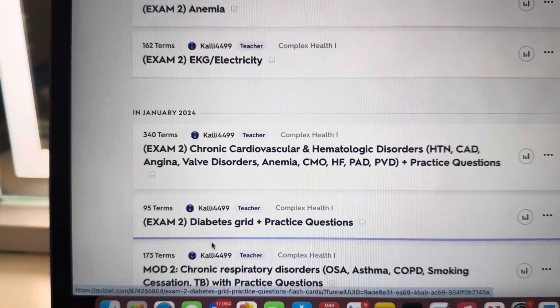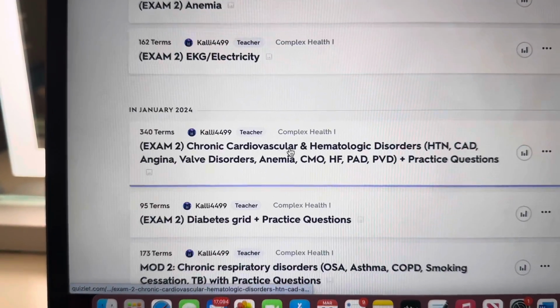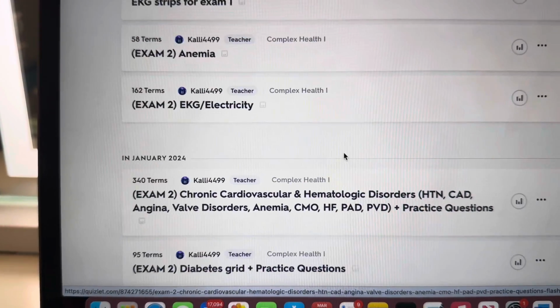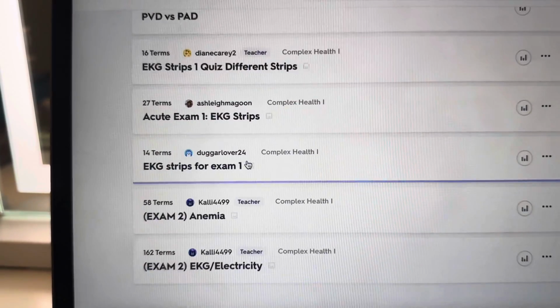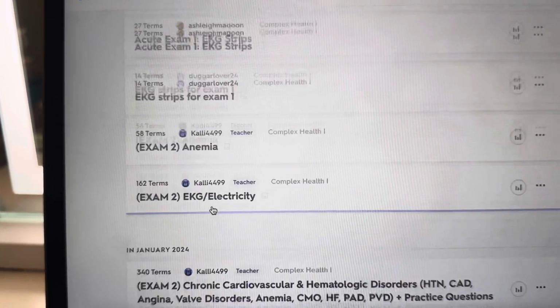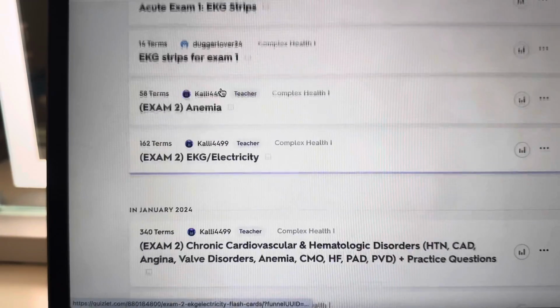So for exam 2, it was on diabetes, chronic cardiovascular and hematologic disorders, EKG and electricity, anemia, and that was everything on that exam. So these are my study sets right here.